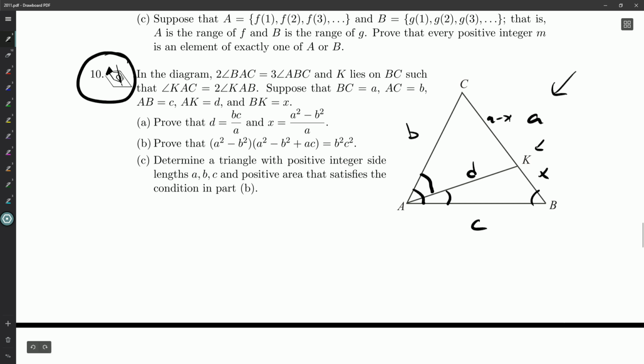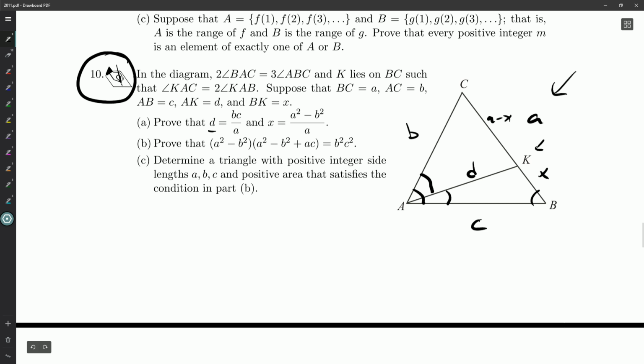Some angles are the only thing that's really prescribed, the only thing that tells us anything about this triangle: these angles, and I guess the ratios between them. Everything else is just them saying, hey, this is a named length. They're not telling us B is 5 or something like that. Okay, we got A, B, and C. A: prove that D is equal to BC over A.